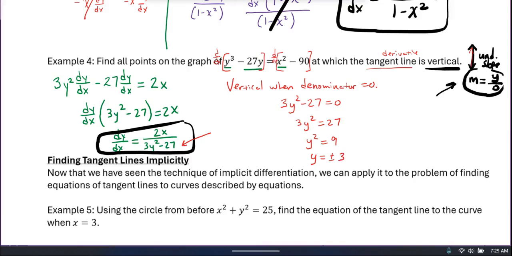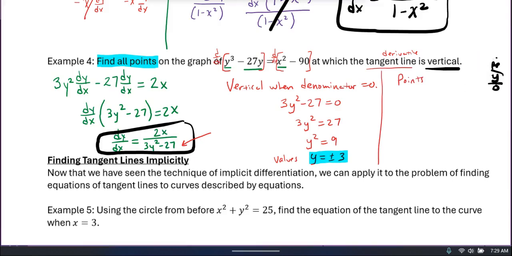But notice it says find all points. That is not exactly a point, that's a value. So those are y values, right? If we're going to find points, you have to plug those y values into the original equation to figure out exactly what those points are. Let me give myself a little bit of room here. Maybe on the notes you can squeeze that in there as well.